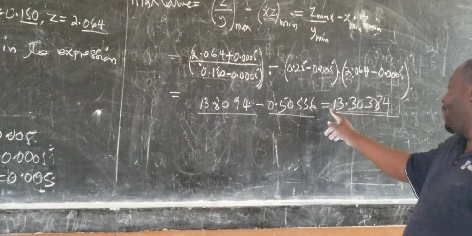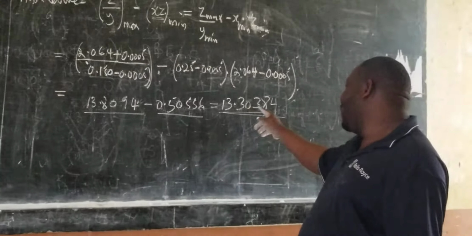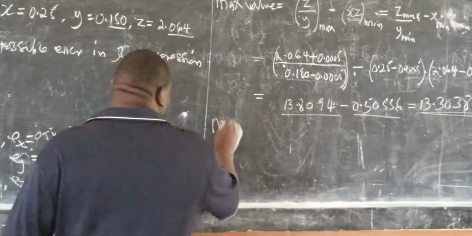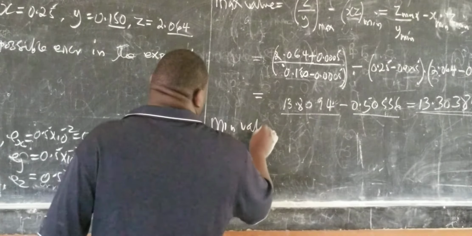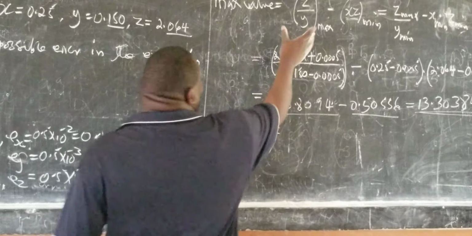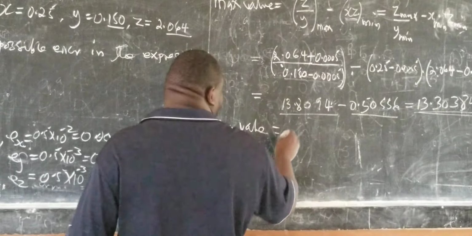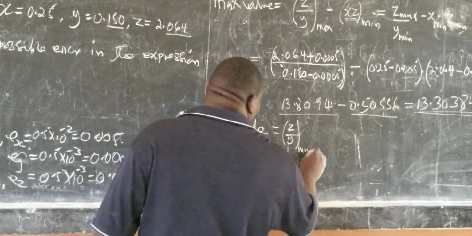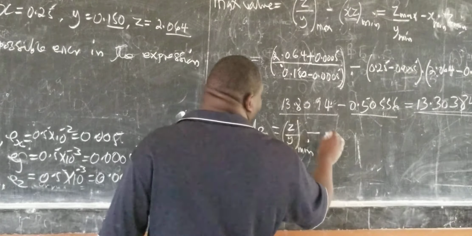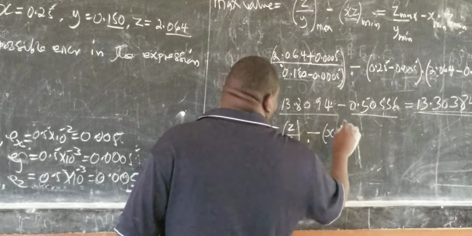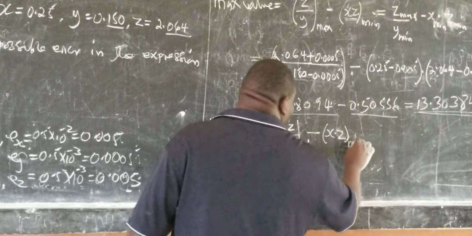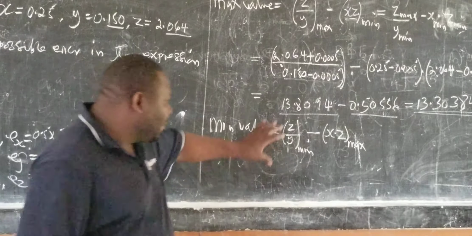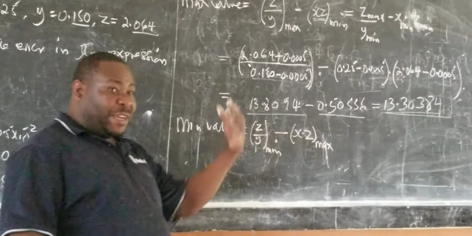So when you take the difference of 13.30384, then the minimum, you get the minimum value of that expression. You make sure that this term is very small. That is, you make the z over y minimum, make it very small. And what you are removing away, you make the xz very big. That is how you come up with the minimum value. What you are having, you make it very small, and what you are taking away, you make it very big.